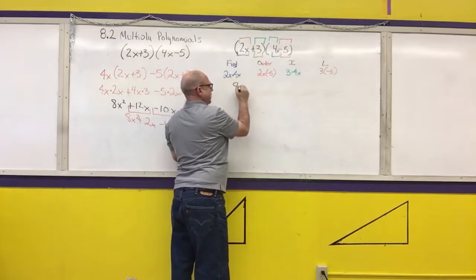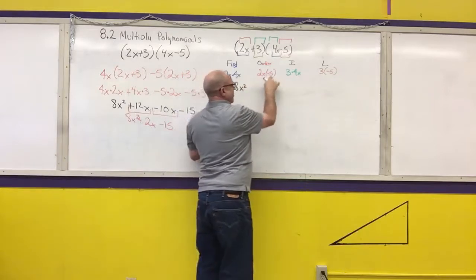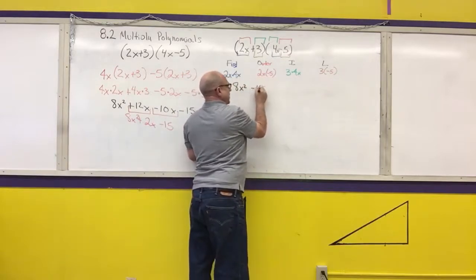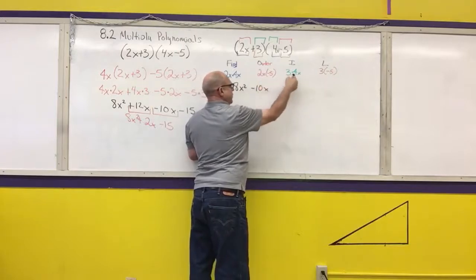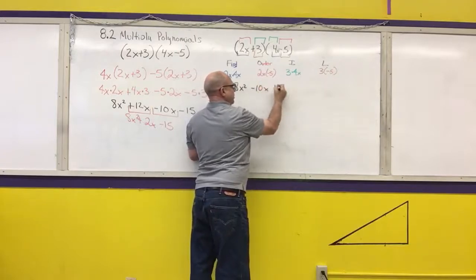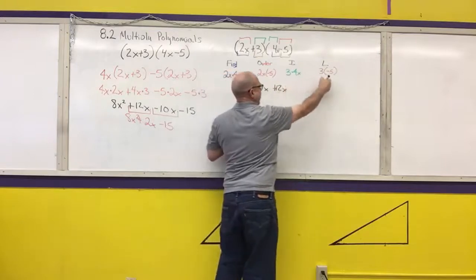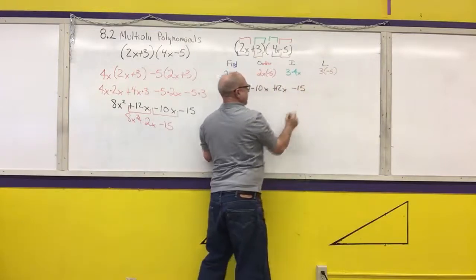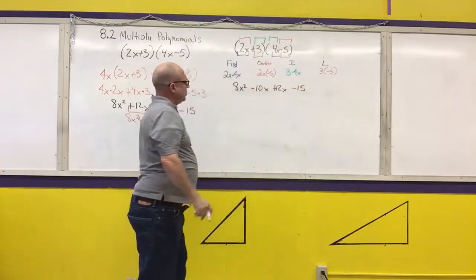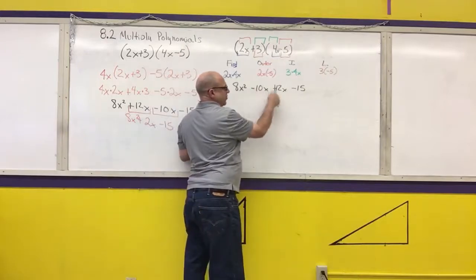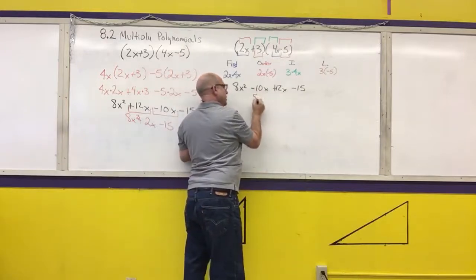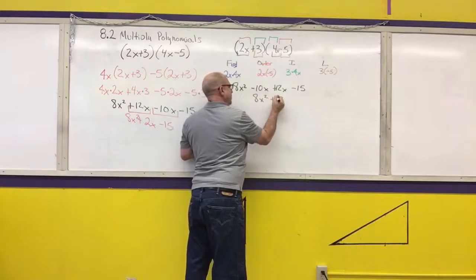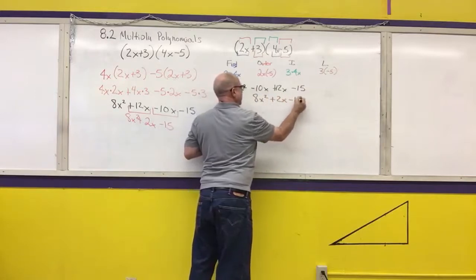X times x, x squared. Negative 5 times 2 is negative 10x. 3 times 4 is 12x. Minus 15. Combine like terms. Negative 10 plus 12 is 2. So I have 8x squared plus 2x minus 15.